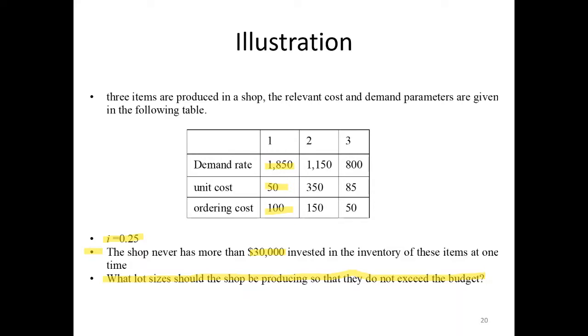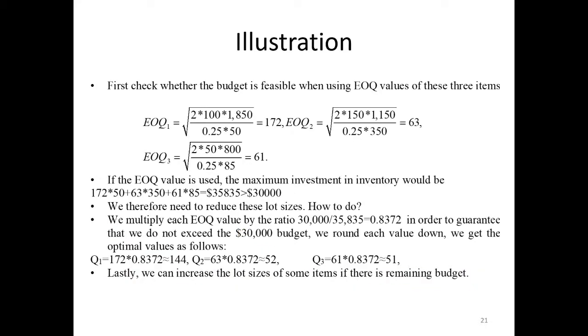In order to solve this problem, we start as usual. We start by applying the EOQ formula to calculate the optimum ordering quantity for each item independently. Let us see how this is done. Here, we calculate the EOQ values for each stock keeping unit independently. And these are the values that we have calculated: 172 for the first one, 61 for the third, 63 for the second.